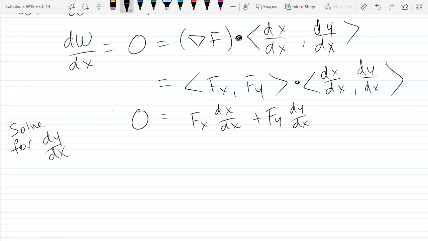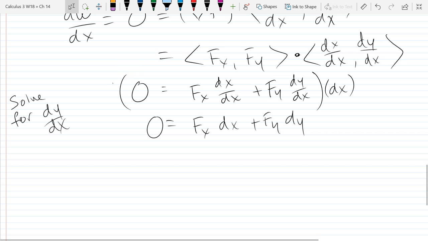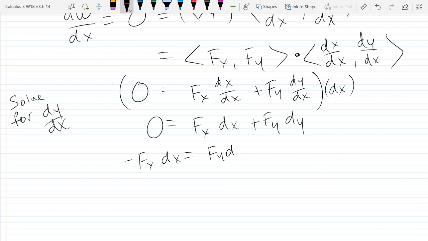All right. So first of all, fractions suck. What can I multiply by? dx. And now we can subtract. It doesn't really matter which one we subtract. We'll just take it to the other side. Negative fx dx equals fy dy. I want to solve for dy over dx, so we'll just divide by dx. dy over dx equals negative fx over fy.